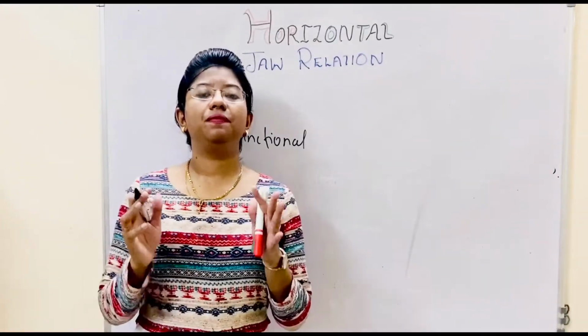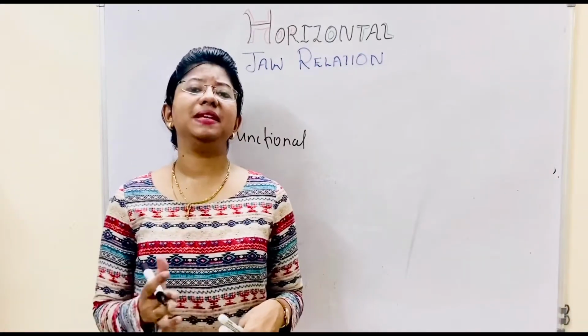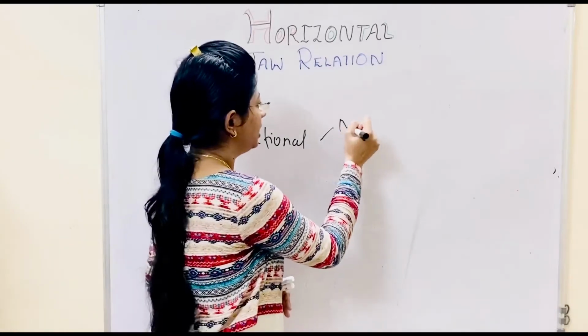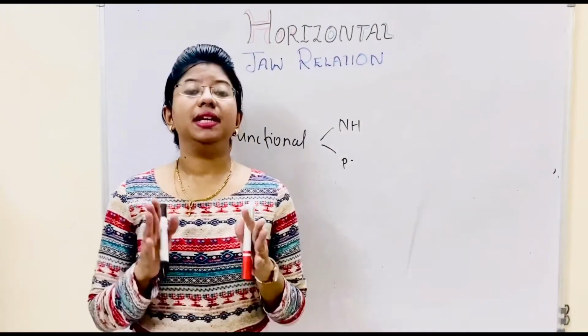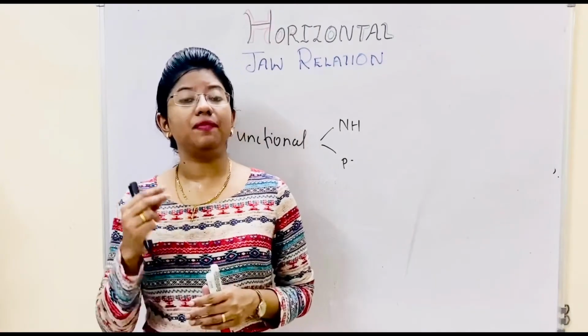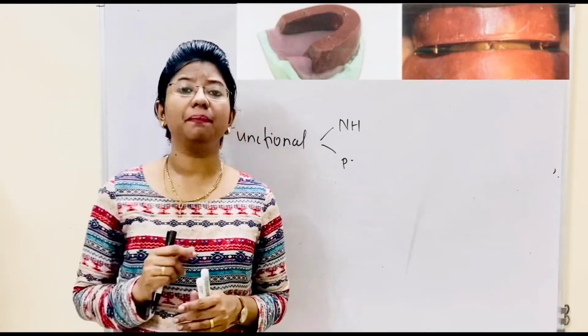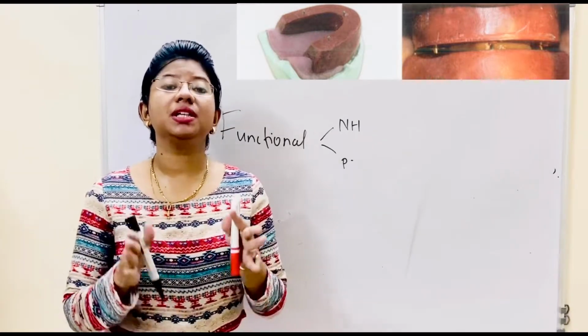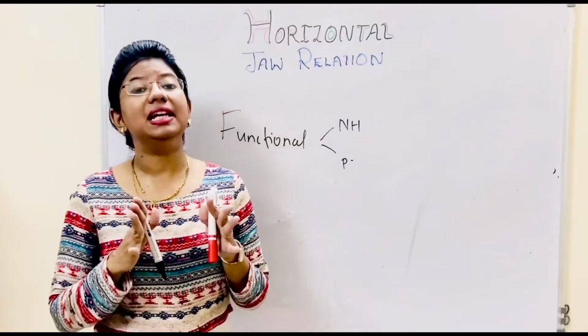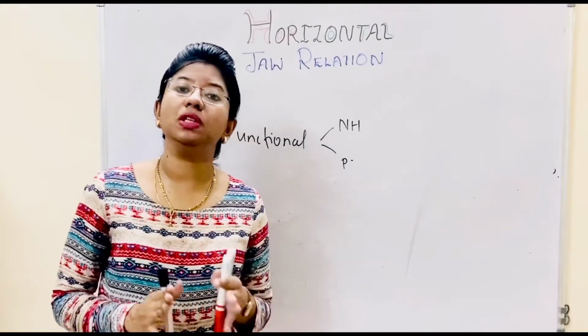Then comes functional. So functional is basically divided into Needle House and Patterson. What happens in the Needle House? In the Needle House, we make the rims of impression compound. Why impression compound? Because the impression compound rims are the most stable ones. They get least distorted compared to the wax rims.